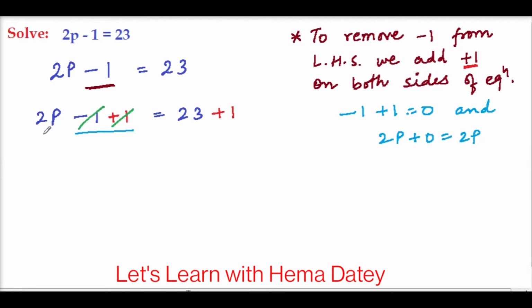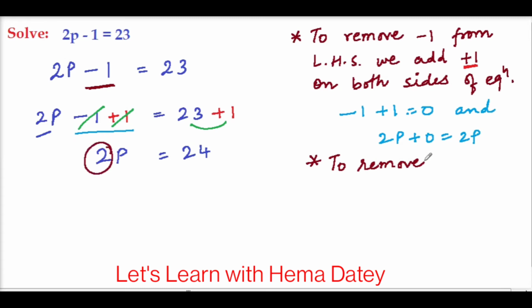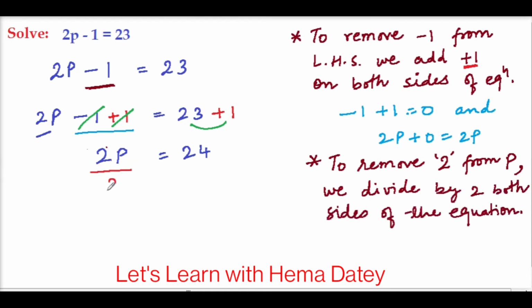On the left hand side we will have 2p equals 23 plus 1, which will give us 24. This 23 and 1 will give us 24. Now to remove this 2 from p, we divide both sides by 2. We divide 2p by 2 and 24 by 2.